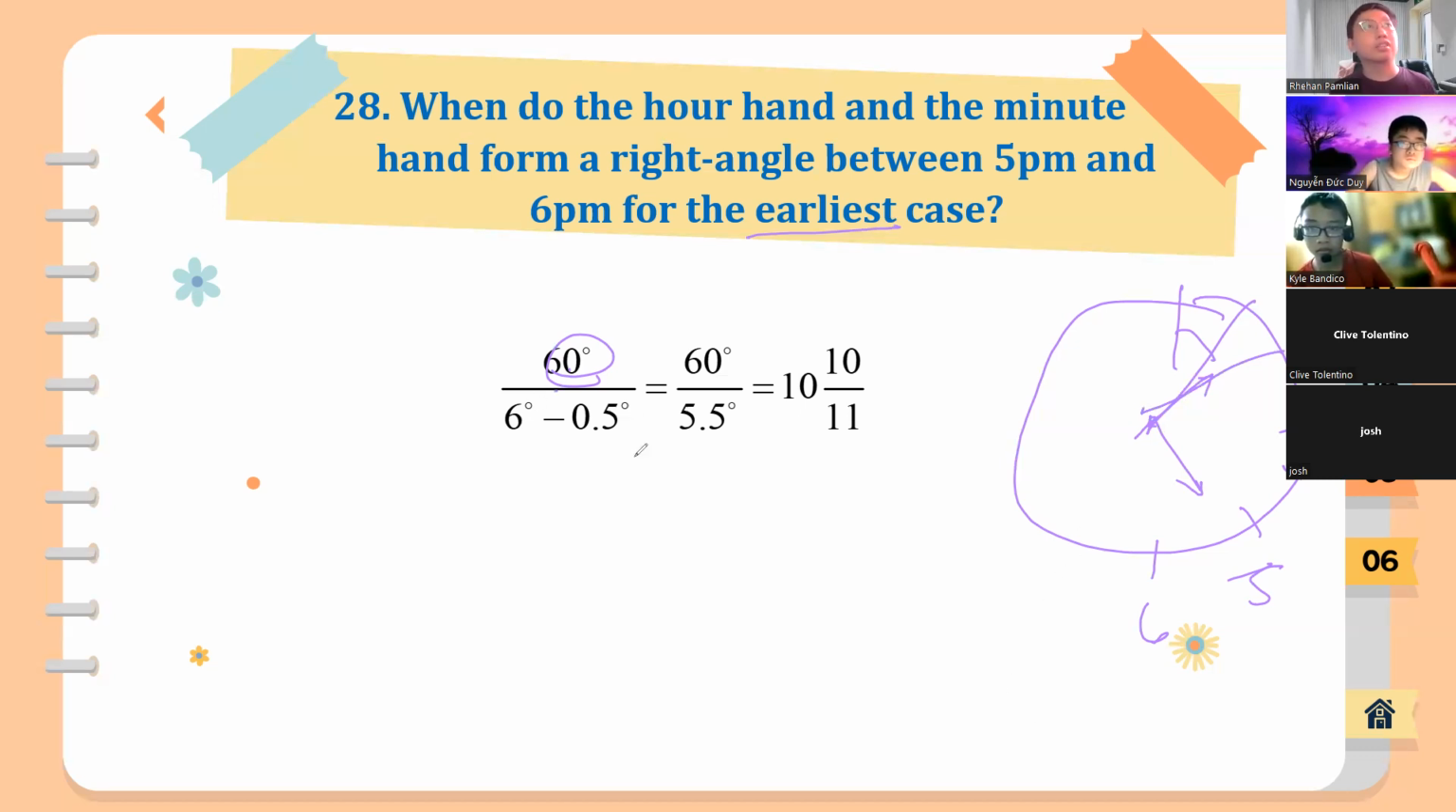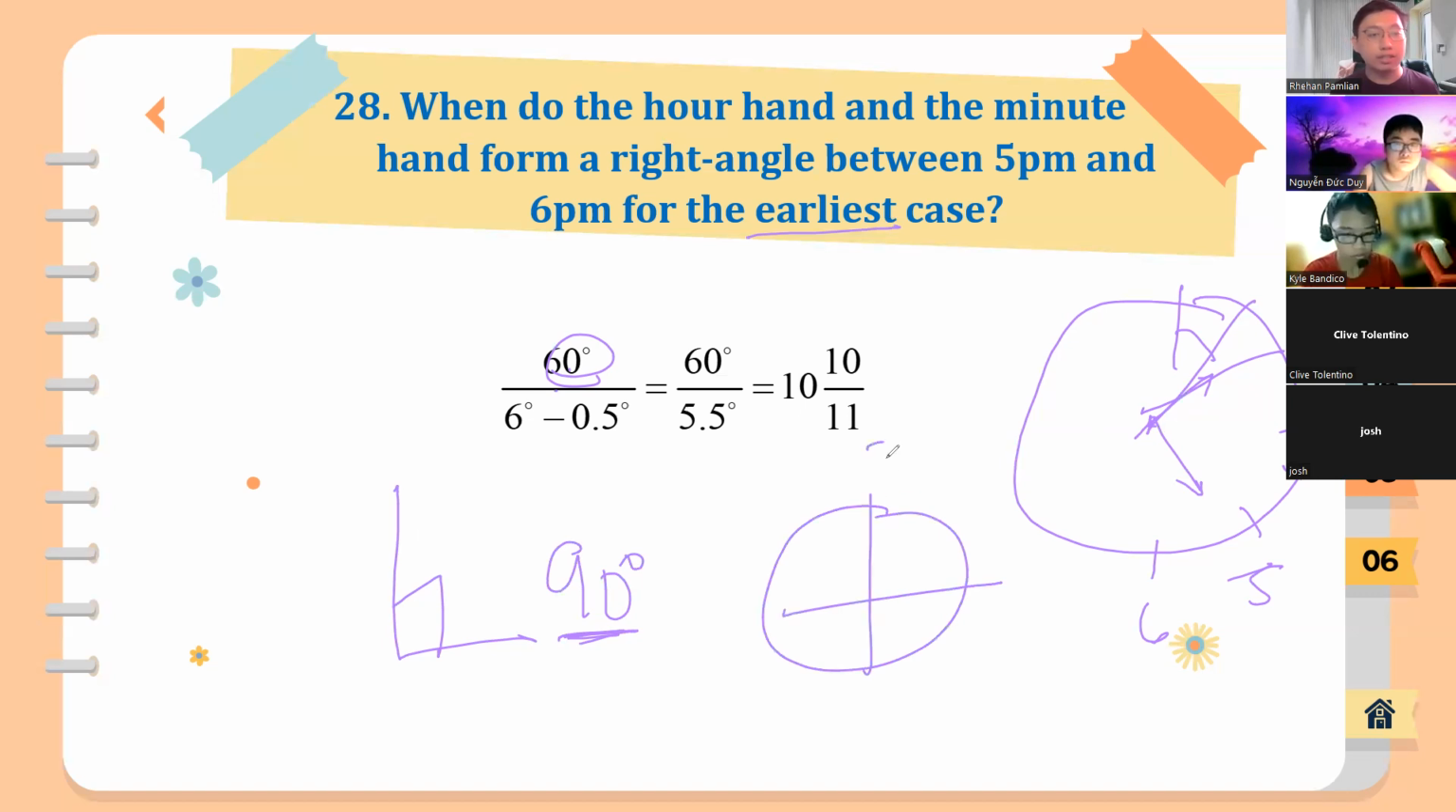Why is it 60 degrees? You might think, why is it 60 degrees, sir? It is because to form a right angle, guys, what is a right angle? That's 90 degrees, right? But how many minutes did it pass to get 90? Remember, in a clock you have 12 hours. So 360 divided by 12. How much is 360 divided by 12? That is 30, right? So 360 divided by 12 is 30 degrees.